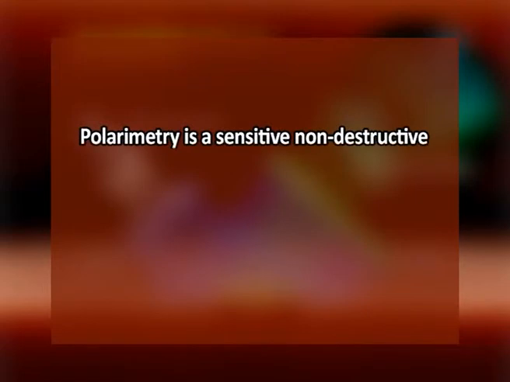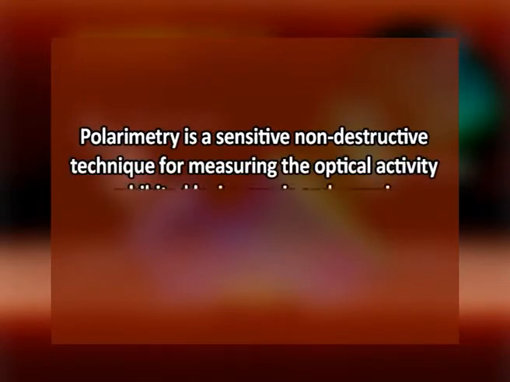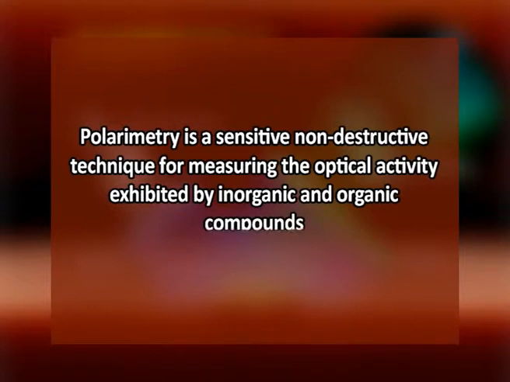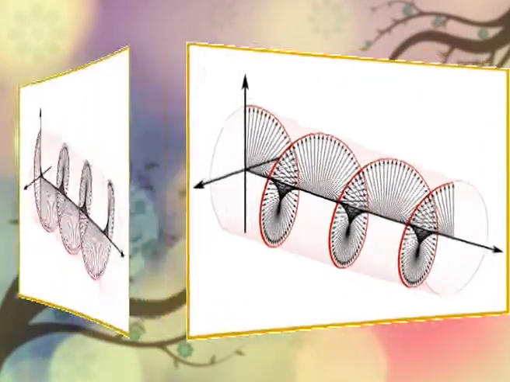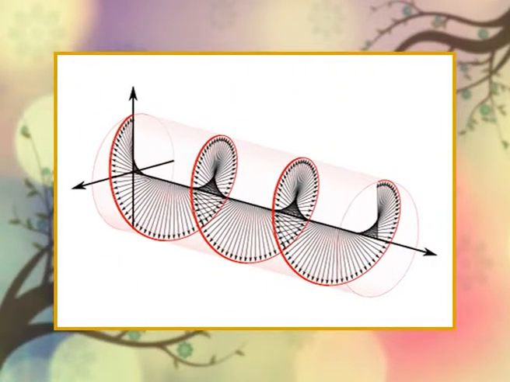We will now discuss the process of polarimetry. Polarimetry is a sensitive, non-destructive technique for measuring optical activity exhibited by inorganic and organic compounds. A compound is considered to be optically active if linearly polarized light is rotated clockwise or counterclockwise when passed through it. The amount of optical rotation is determined by the molecular structure and concentration of chiral molecules in the substance.